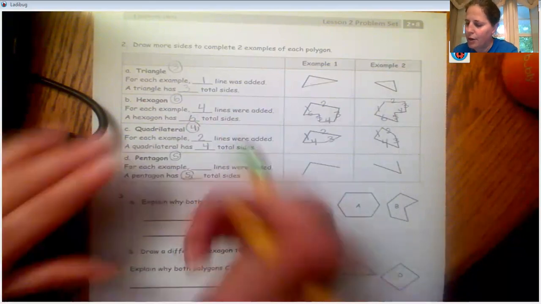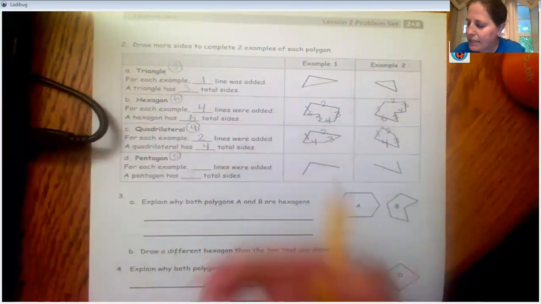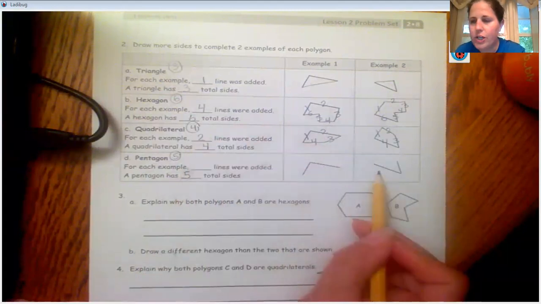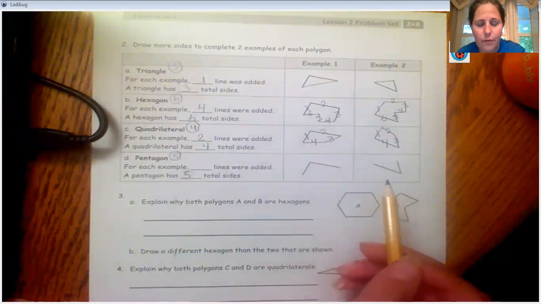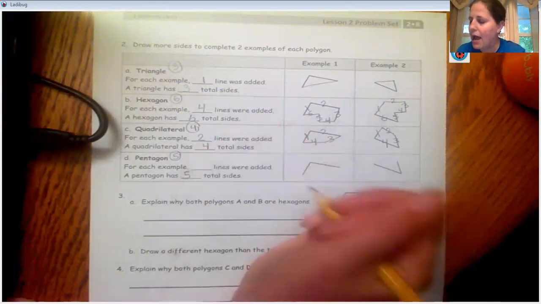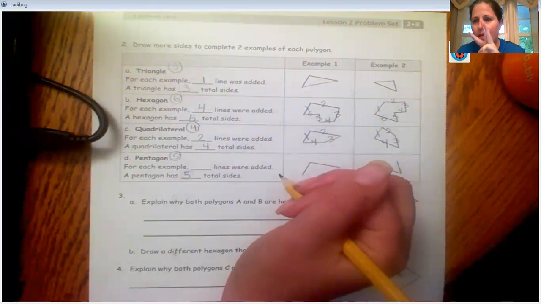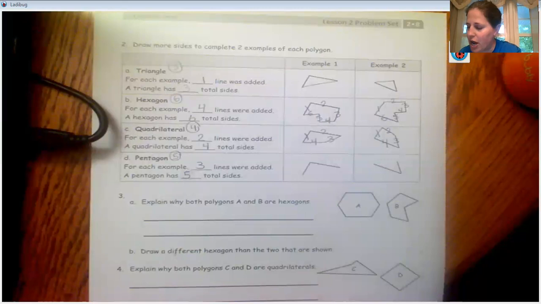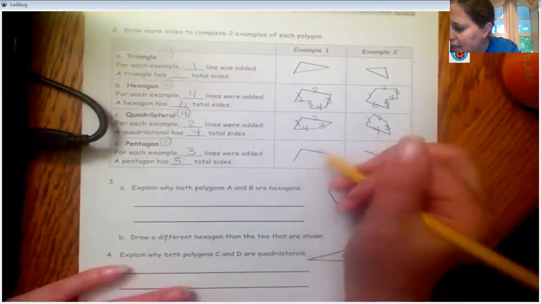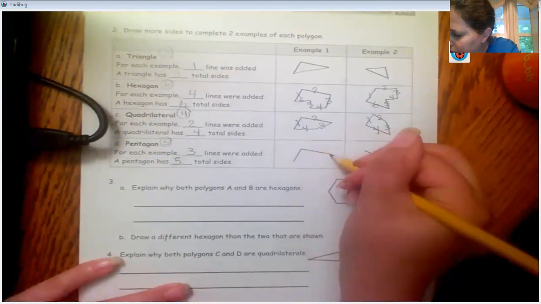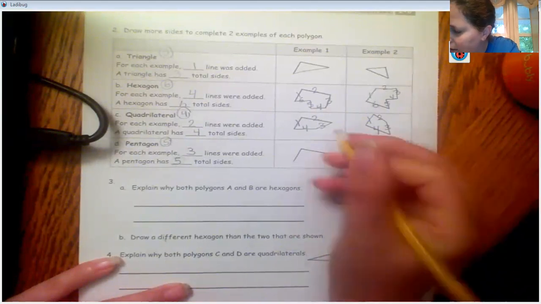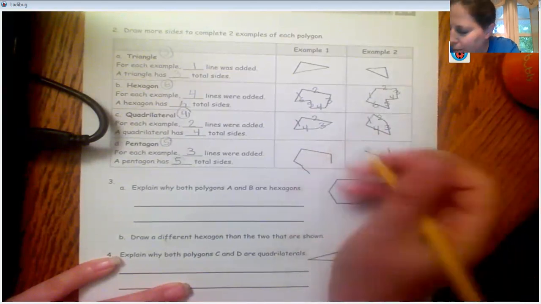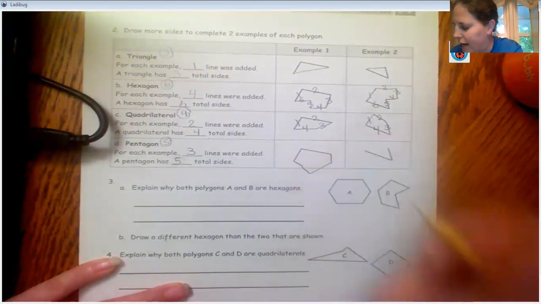So a pentagon, oops, did not mean to circle that. A pentagon has 5 total sides. And right now, each of my examples has 2. So I'm going to need to add 3 lines to complete each of my pentagons. So I'm going to maybe come down and say, here's one side I'm adding. 2, oops, I hit a little bump in my table, and 3.